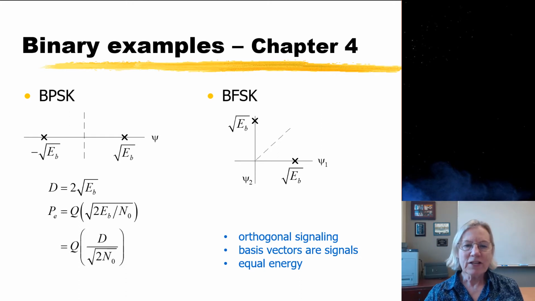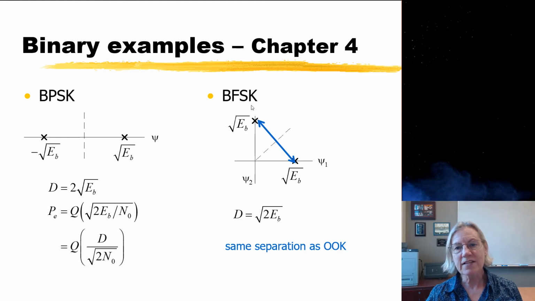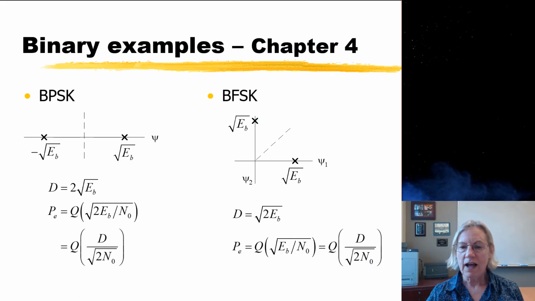So if I wanted to find out what the performance of this system would be, well, it would be determined by the distance between these two. So I can calculate the distance between these two, just using the geometry, and I would get that the distance is equal to the square root of 2 times the energy per bit. And lo and behold, this is the same separation that I found for the on-off keying example. So I could conclude that I already know the performance and that binary frequency shift keying would have a 3 dB penalty compared to BPSK.